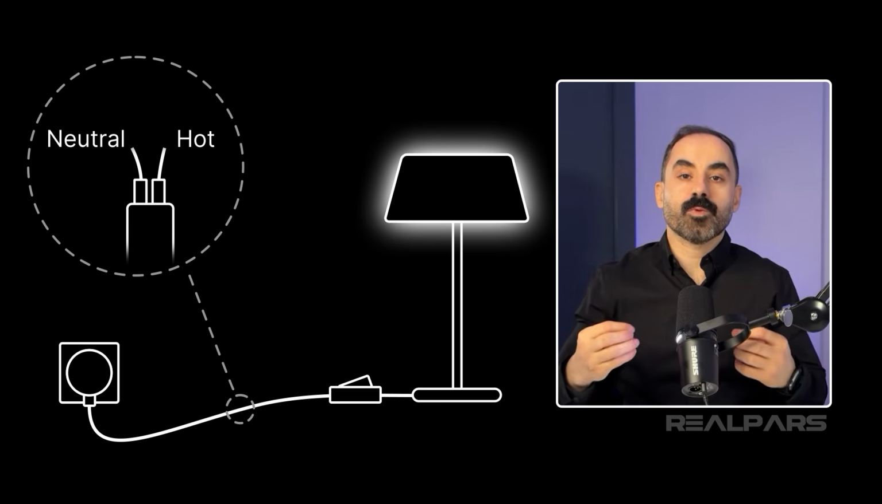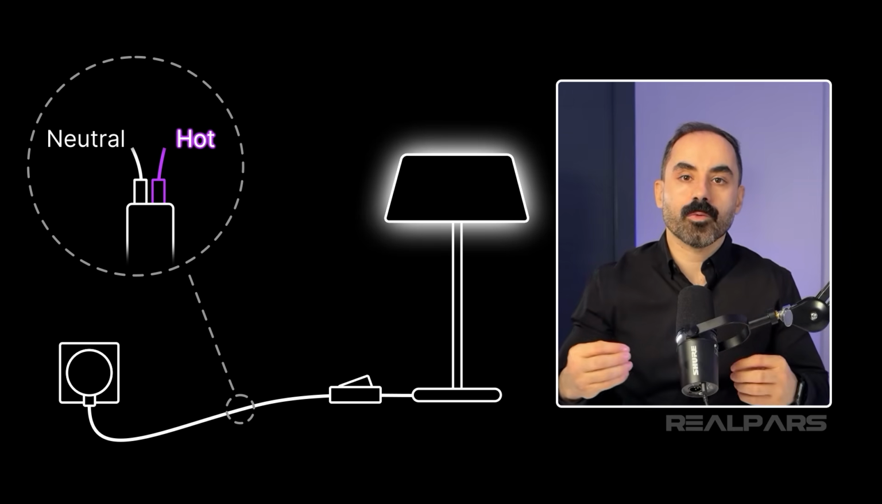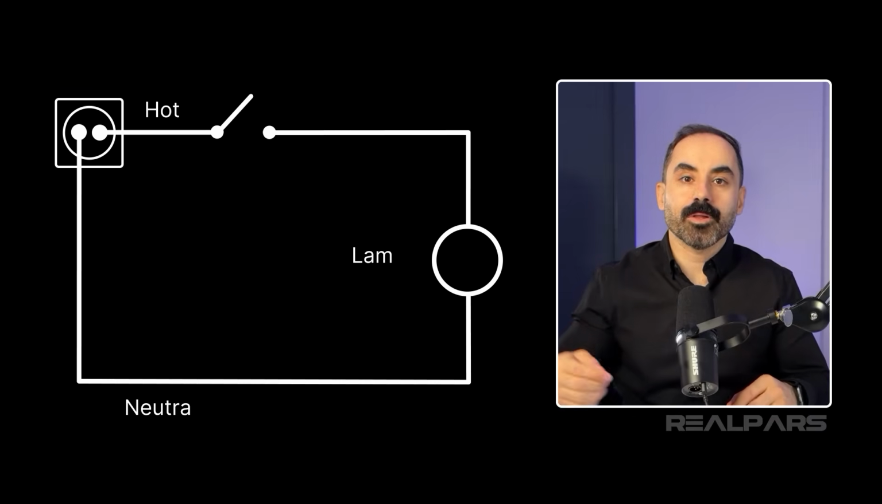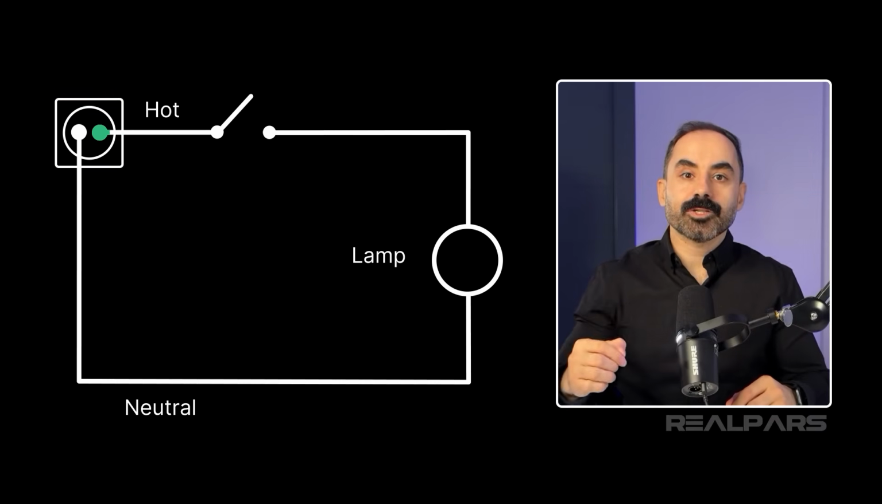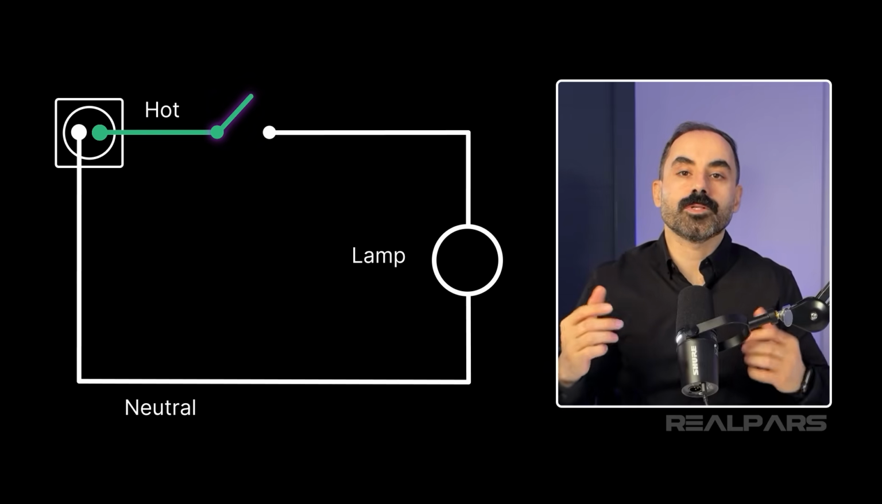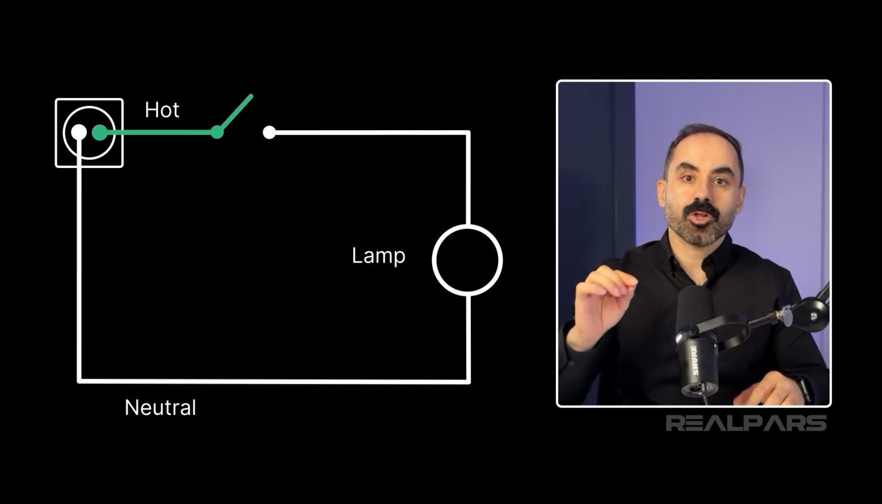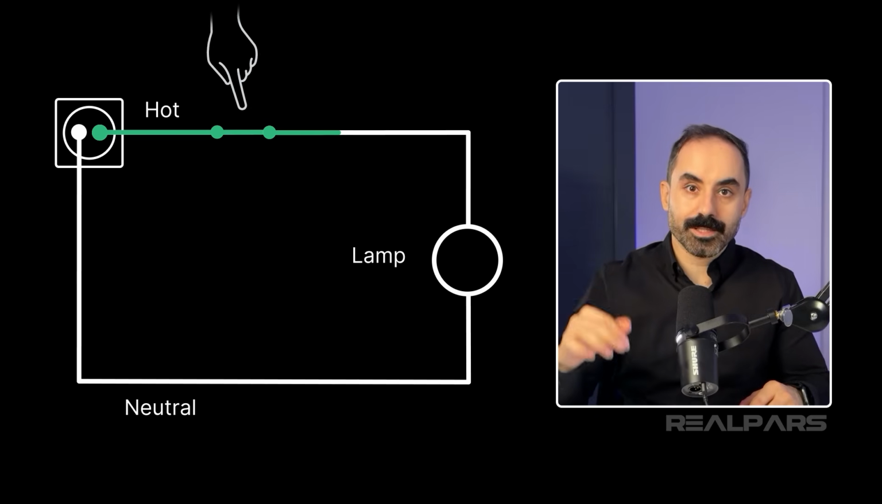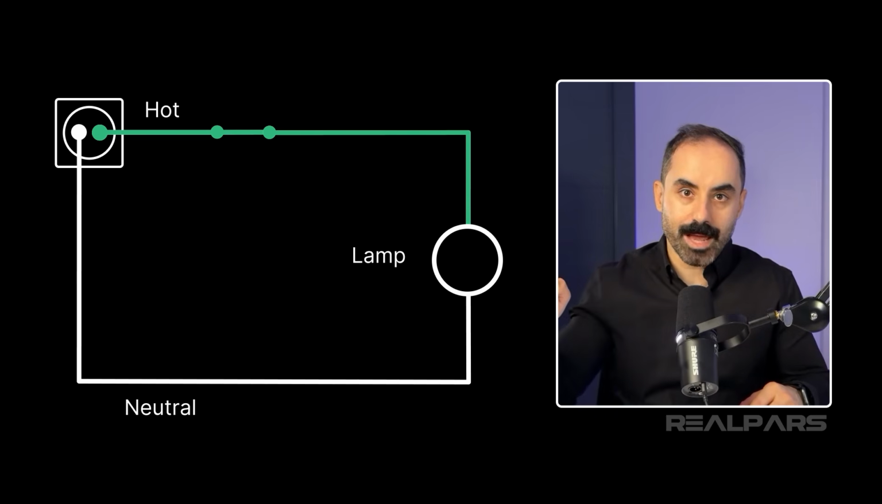One of these wires is what we call a hot wire, and the other one is what we call a neutral wire. When you plug the cable into the outlet, the electricity flows through the hot wire and travels all the way to the switch. It stays there as long as the switch is open, but as soon as you press the switch, the electricity starts to flow to the lamp.